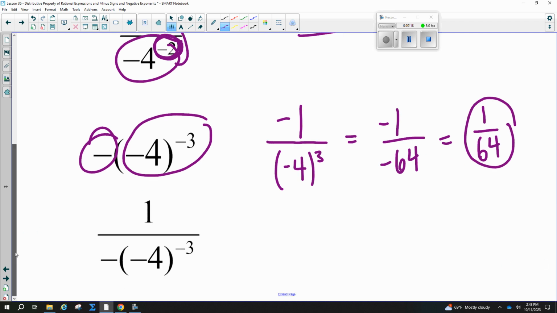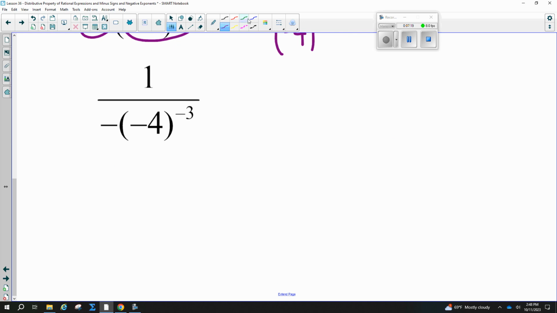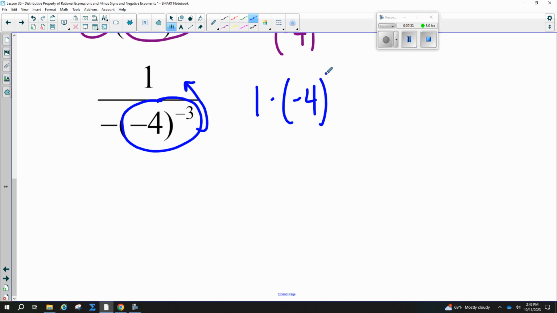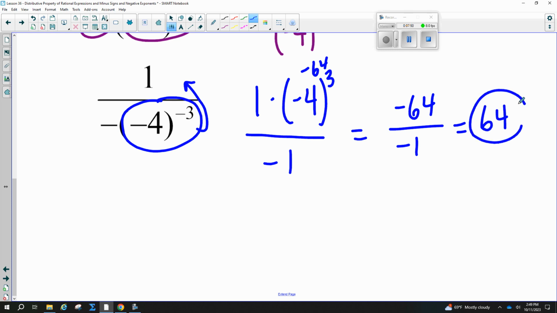All right, last one. So for this one, we're going to move this guy up top. The negative you could leave in the bottom if you want as like a negative 1. So we have the 1 on the top. The negative 4 in parentheses moves up, and so does the 3, but it goes positive. And there's really a negative 1 left in the bottom. So this is negative 64 right here, which multiplies to the 1. And then we still have that negative 1 we're dividing by, which gives us a positive 64.